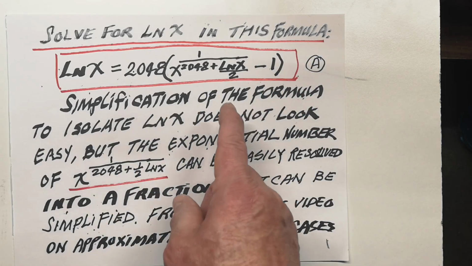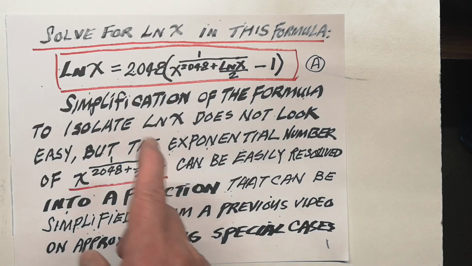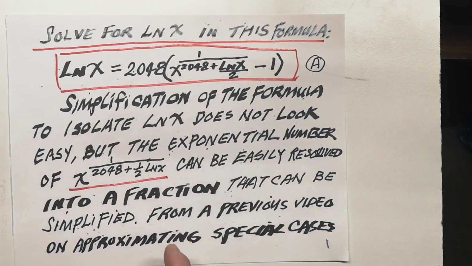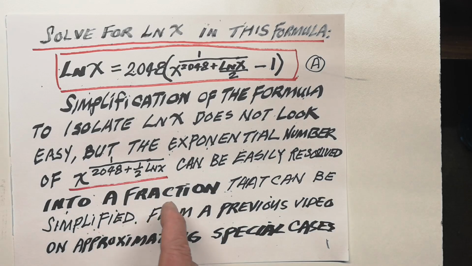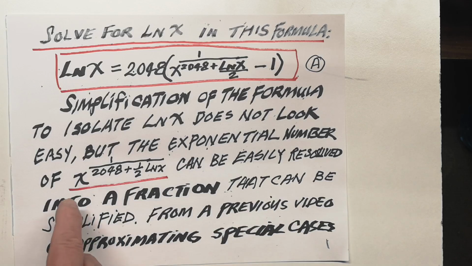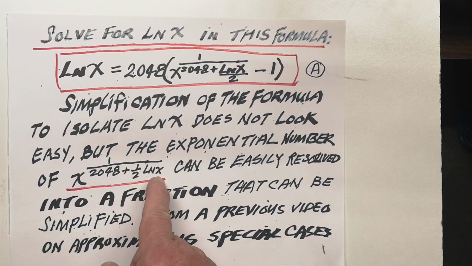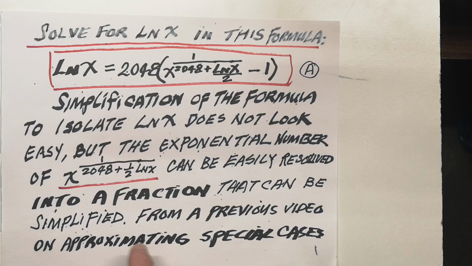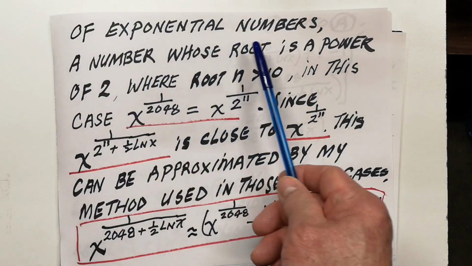So the problem now is how to isolate this ln of x into one side to solve for ln of x, because this is a more complex exponential equation. So simplification of the formula to isolate ln of x does not look easy, but the exponential number of x raised to the 1 over 2048 plus 1/2 of ln of x can easily be resolved into a fraction that can be simplified from a previous video of approximating special cases of exponential numbers.